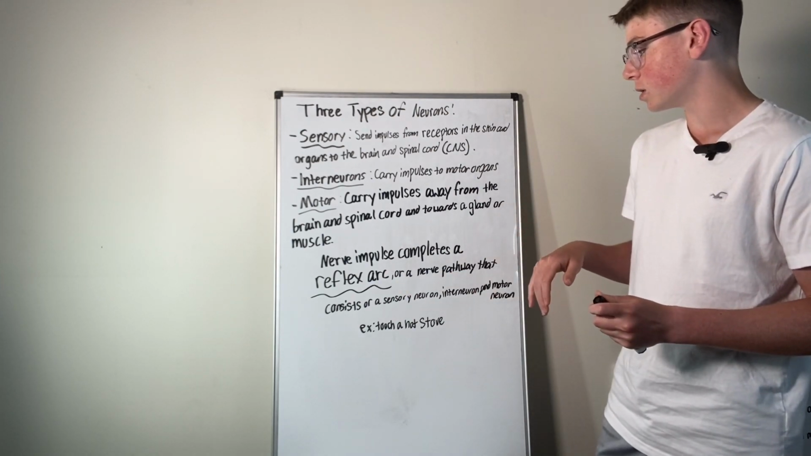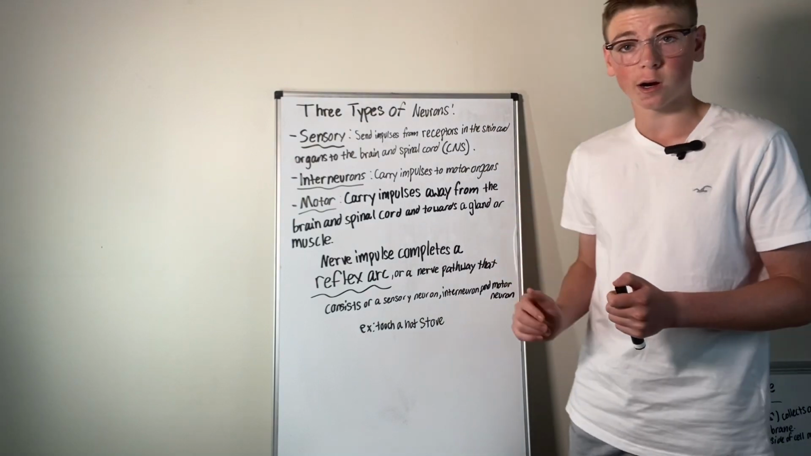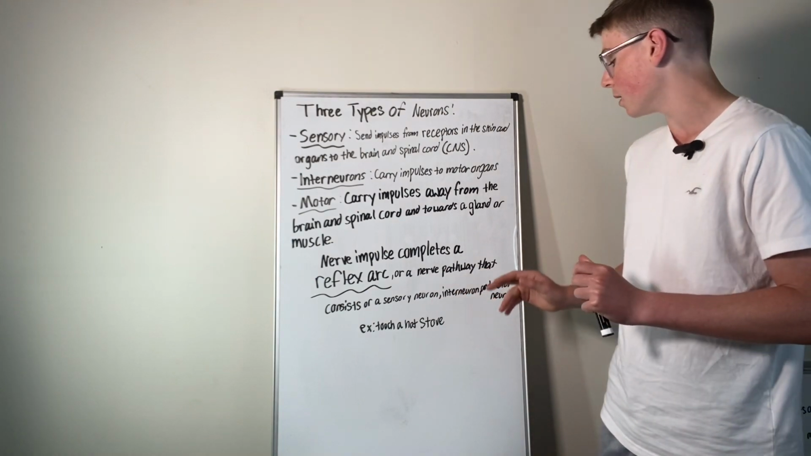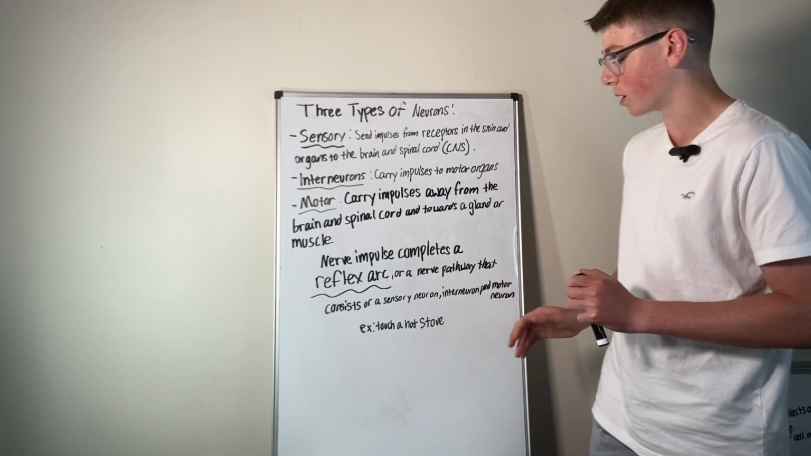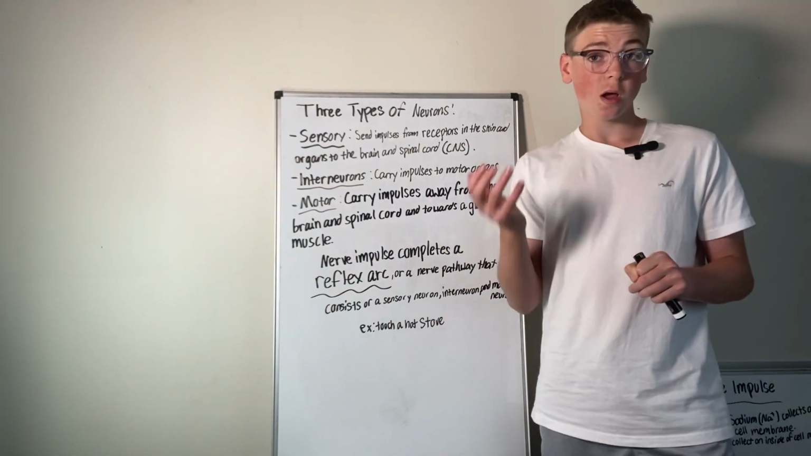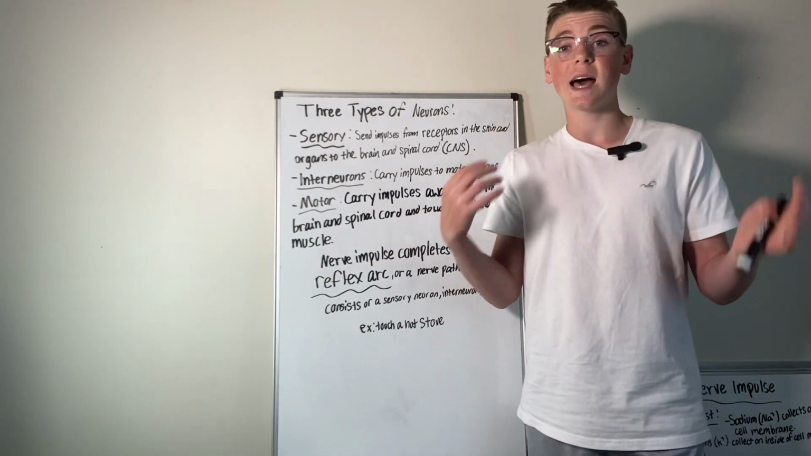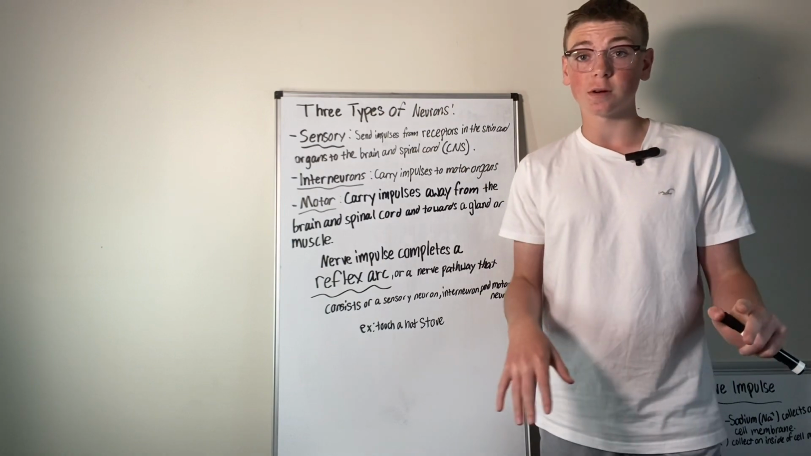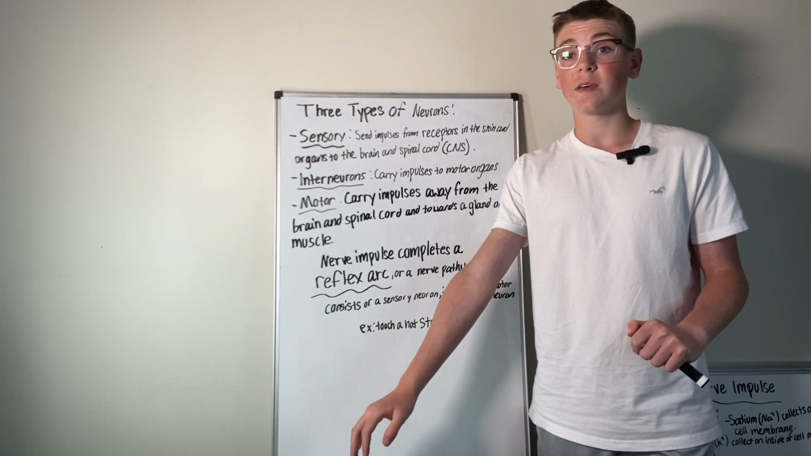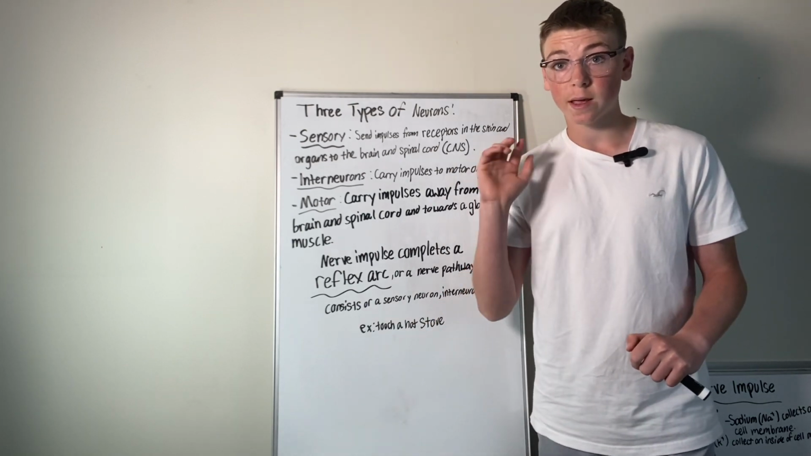And then there's the nerve impulse. The nerve impulse completes a reflex arc, which is a nerve pathway that consists of a sensory neuron, interneuron, and motor neuron. So if you touch a hot stove, the sensory neurons are going to be in your fingers. You're going to touch that and be like, oh, that's hot. It might not even get to the central nervous system. It might just go to a motor neuron.